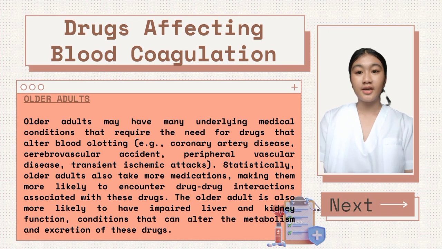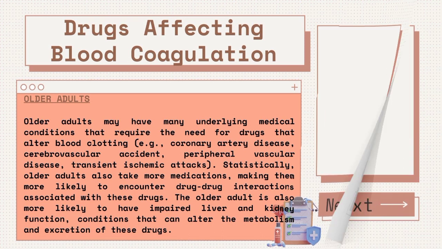Older adults may have many underlying medical conditions that require drugs that alter blood clotting. Statistically, older adults also take more medications, making them more likely to encounter drug-to-drug interactions associated with these drugs. Older adults are also more likely to have impaired liver and kidney functions, conditions that can alter the metabolism and excretion of these drugs.